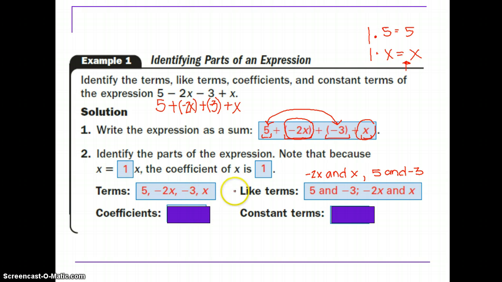Coefficients are the numbers next to the variable. So here's a variable. The number that's being multiplied to it is negative 2. And remember, what's the number being multiplied to just a single x? Positive 1. Constant terms are just numbers, no variables. You cannot have negative 2 or this 1 as a constant term. It's just 5 and negative 3.